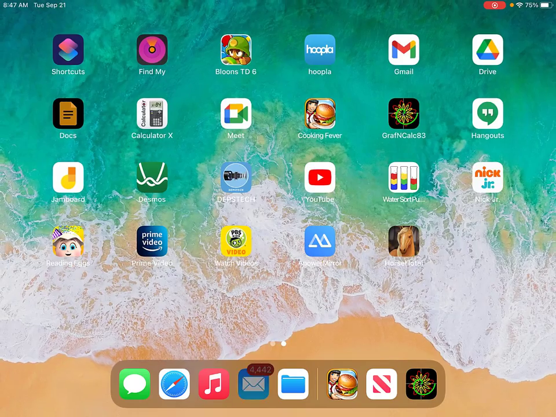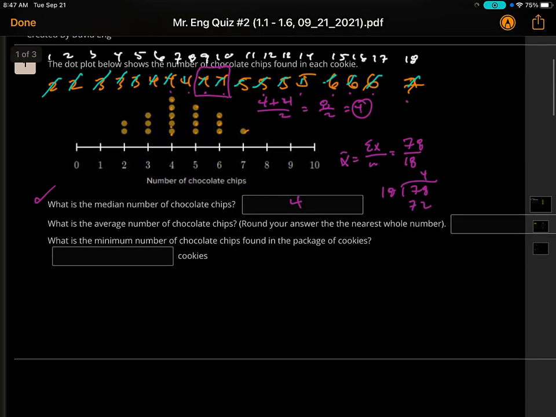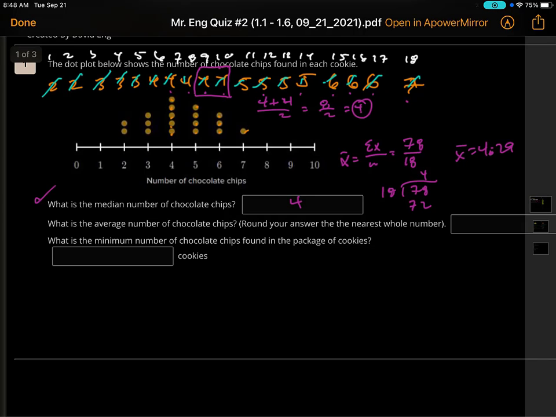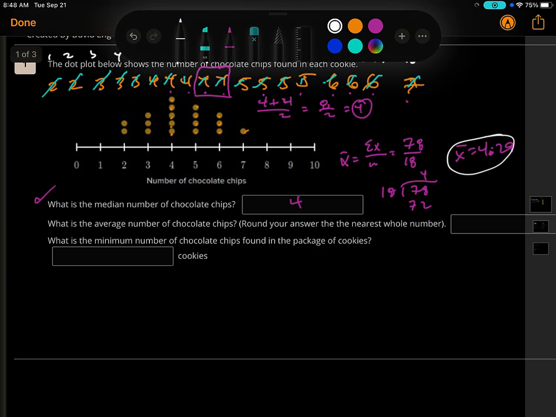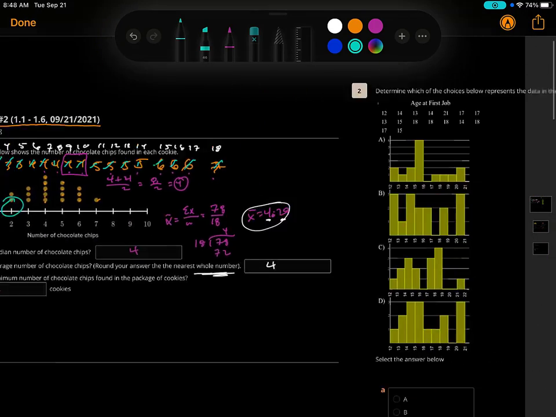In that problem, I think I know why I was thinking the answer was 4, because I'm looking at my answer key. The reason I was questioning that is because it tells us to round to the nearest whole number. So look here, that's 0 to 5, so the answer is 4. And question 3, what is the minimum number of chocolate chips found in the cookies? That would be our lowest one, so that would be 2. 4, 4, 2 is your answer.